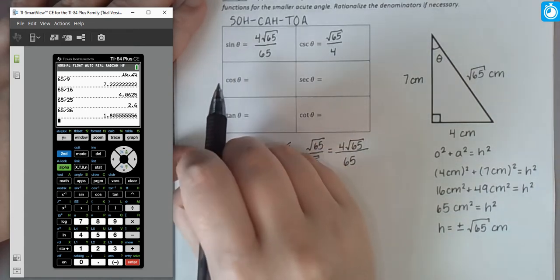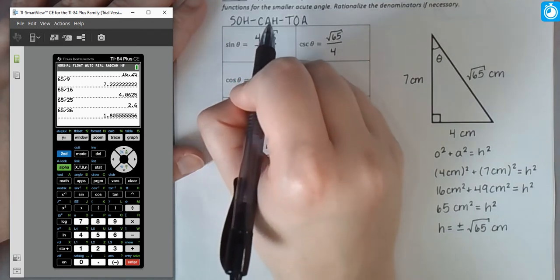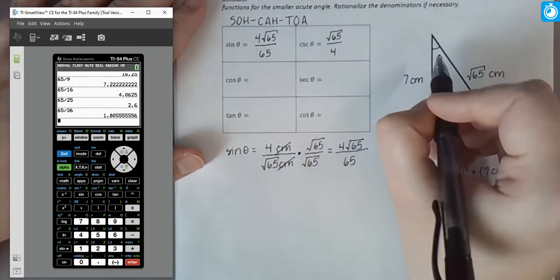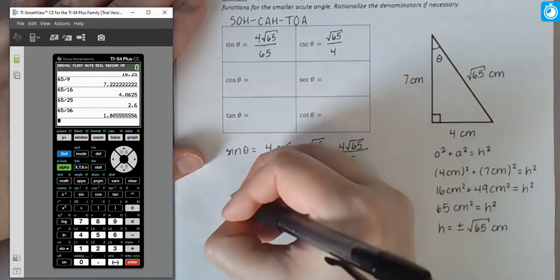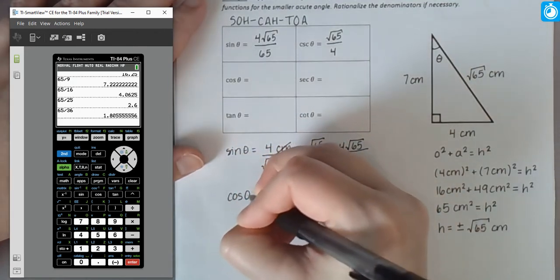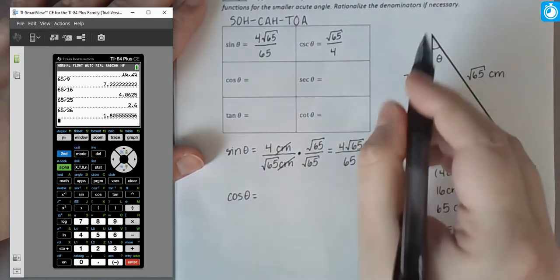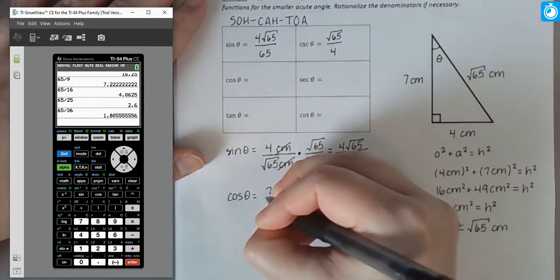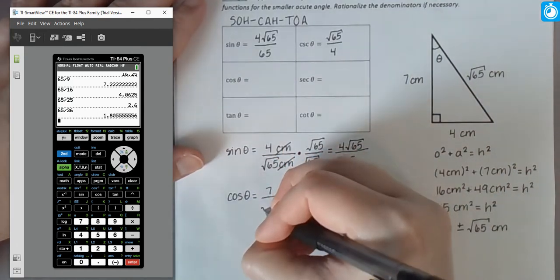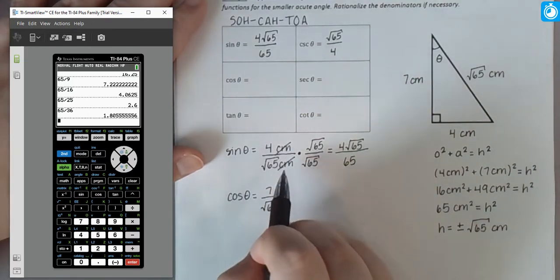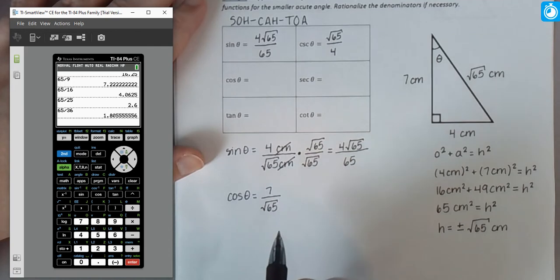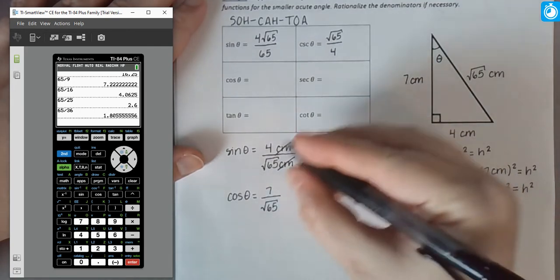Now let's look at the cosine. So cosine is defined as adjacent over hypotenuse. So the adjacent side divided by the hypotenuse. So cosine of theta is defined as the adjacent, which is 7 centimeters, divided by the hypotenuse, which is root 65. Now remember, the units are going to cancel out, so we're not going to worry about the units from here on out. Now this also needs to be rationalized.